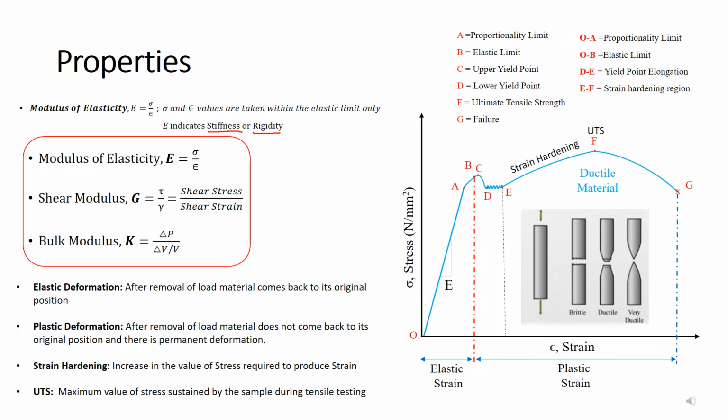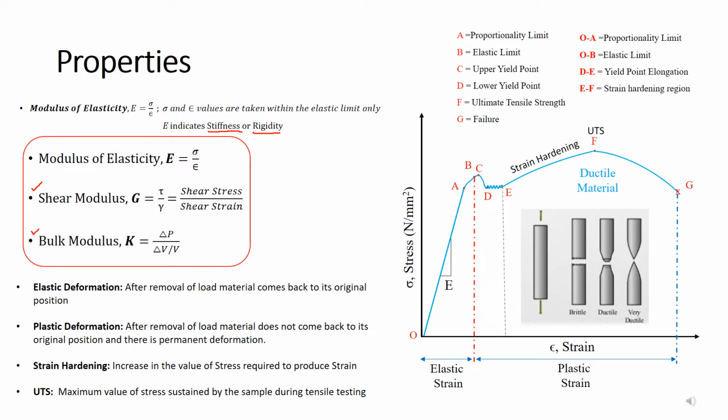There is also another term which is shear modulus. If you are applying shear loading to the material, then the ratio of the shear stress to the shear strain is known as the shear modulus. Then we have bulk modulus. If you are applying pressure and that pressure is changing the volume, then the ratio of the change in pressure to the volumetric strain is known as the bulk modulus.